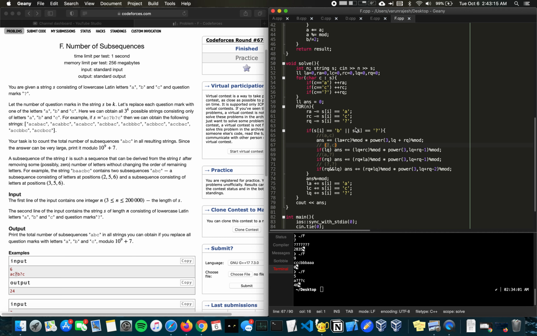And then once we take into account all these four cases, we just move on to the next character, which means we would add the current character to the left. So if it's an A, we would increase LA, if it's a C, we would increase LC, and if it's a question mark, we would increase LQ. And then we just go through the whole string, and at the very end, we just output the answer.